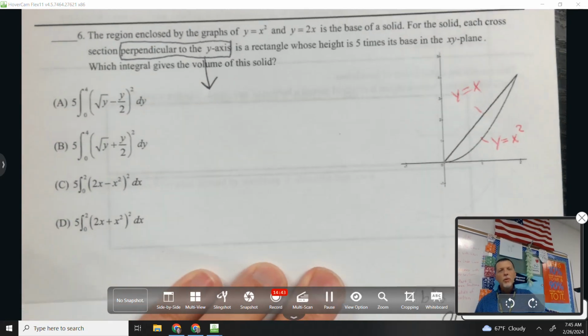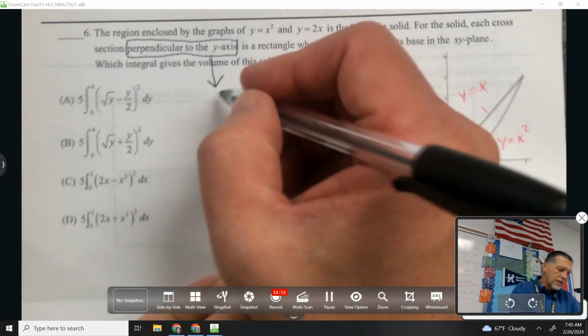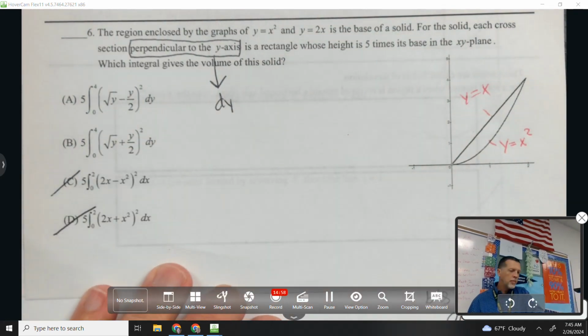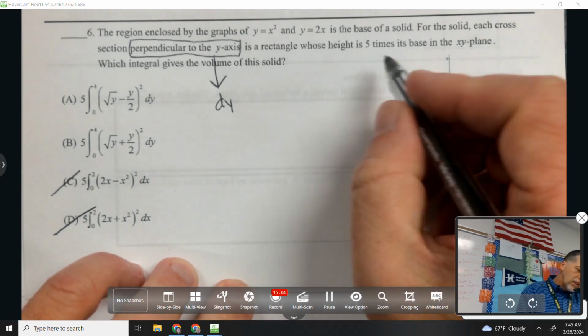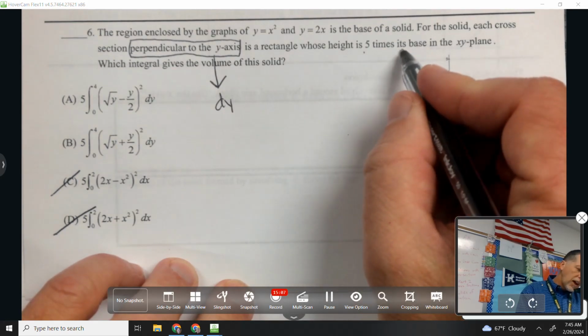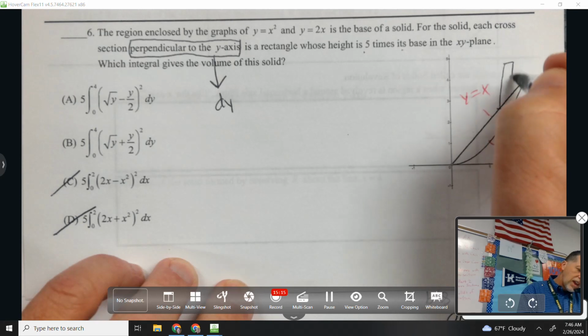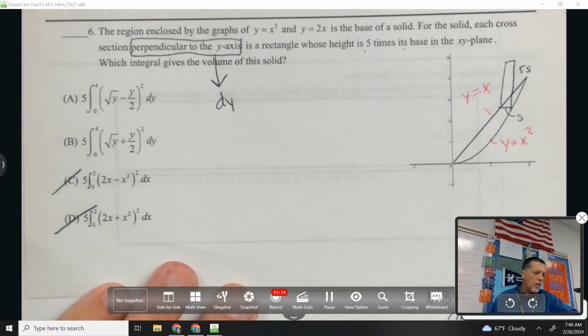Let's pause for a minute. What does that mean in terms of how I'm going to set this up if my slices are perpendicular to the y-axis? It's a dy problem. So already I can throw out C and D without going any further. So perpendicular to the y-axis is a rectangle whose height is 5 times its base. So that base is, we'll just say it's S, and then the height is 5 times S. And then its thickness is dy.